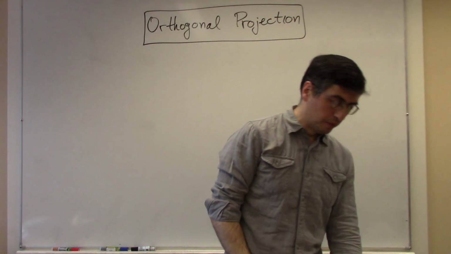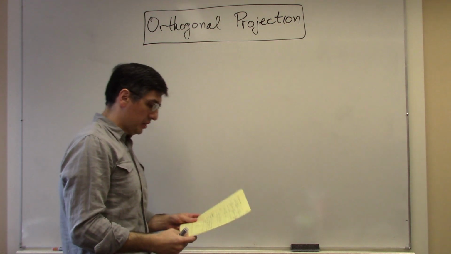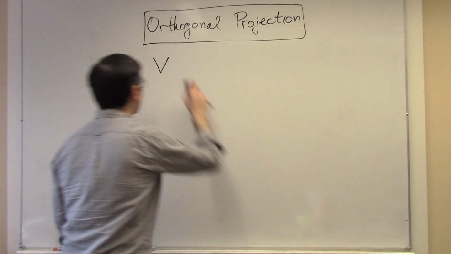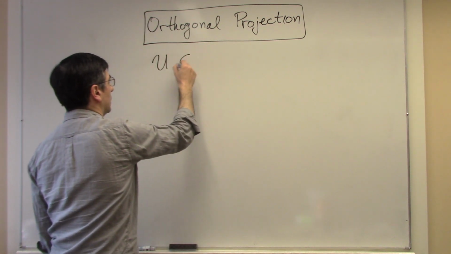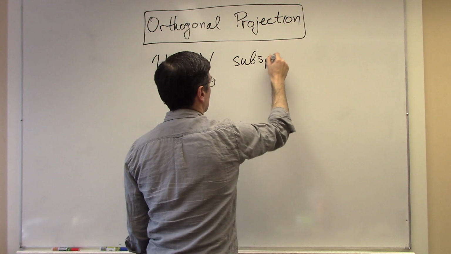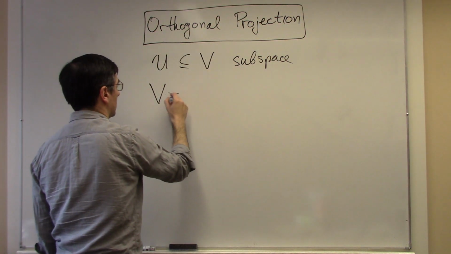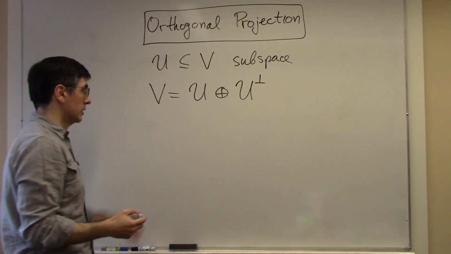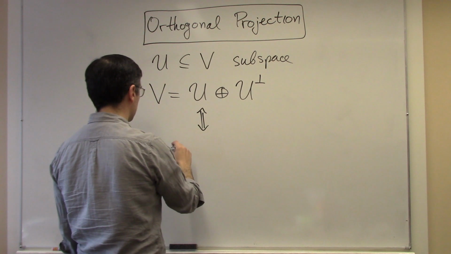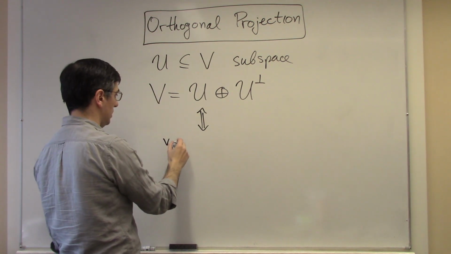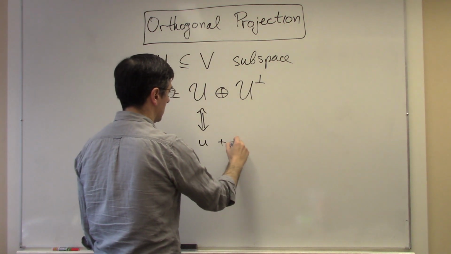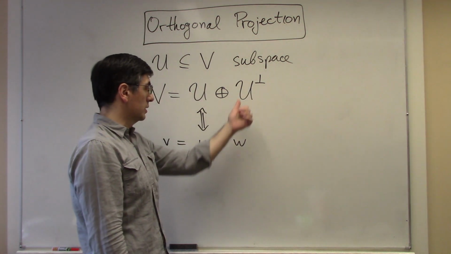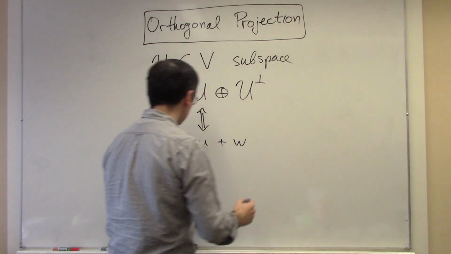Alright, so we continue with orthogonal complements and orthogonal projections, and we just proved that if you're given a subspace U of V, then V can be written or decomposed as a direct sum of this subspace and its orthogonal complement, which is equivalent to saying that every vector in this vector space can be written as a sum of a vector in U and a vector in the orthogonal complement, and this is unique. It's a unique decomposition.